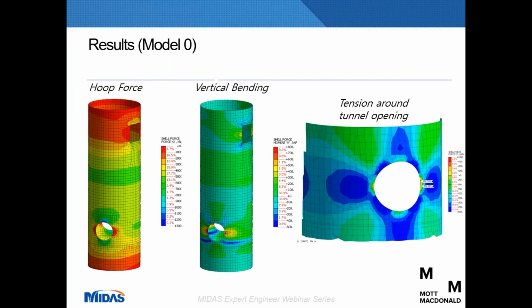So here are some of the typical outputs from the model that you've seen already. The critical bit being the forces around the opening as they're created. This is where you'll get tension forming vertically either side of the opening.